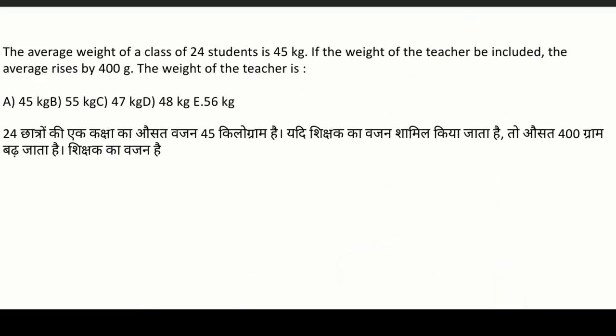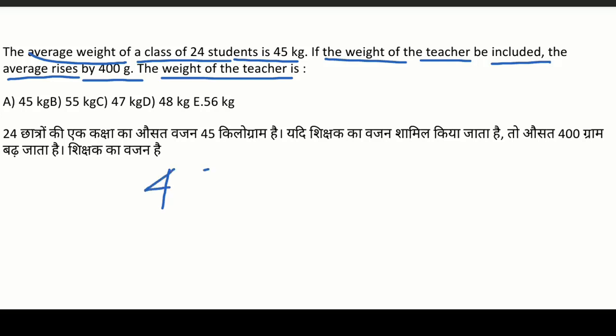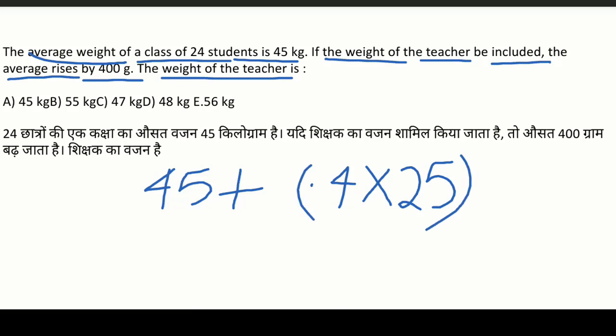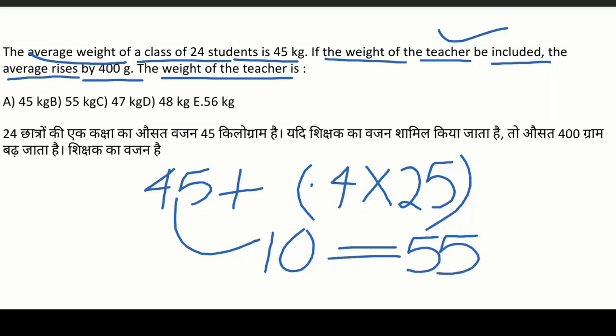The average weight of a class of 24 students is 45 kg. If the weight of the teacher is included, the average rises by 400 gram. The weight of the teacher is? So, first of all, the teacher's weight should be 45 plus, right? Now, what is the average increased weight? 400 gram or 0.4 into 25. Why 25? Because the teacher's weight is also included, right? So 0.4 into 25 is equal to 10. So 45 plus 10 is equal to 55, which is in option B again. So option B is the correct answer over here, right?